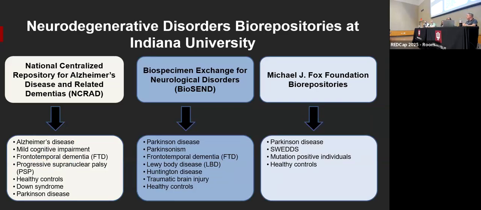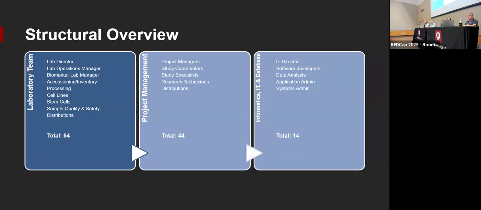Our three largest biorepositories are NCRAD, BioSend, and the Michael J. Fox biorepositories. You can see the diseases that they're focusing on. I won't talk too much on that just to keep this moving. And here's our org chart just to show our sizes. This may be a little inaccurate now, but in our laboratory we had 64 people, project management 44, and on my team I've got 14 software developers or data analysts that manage all of our items.